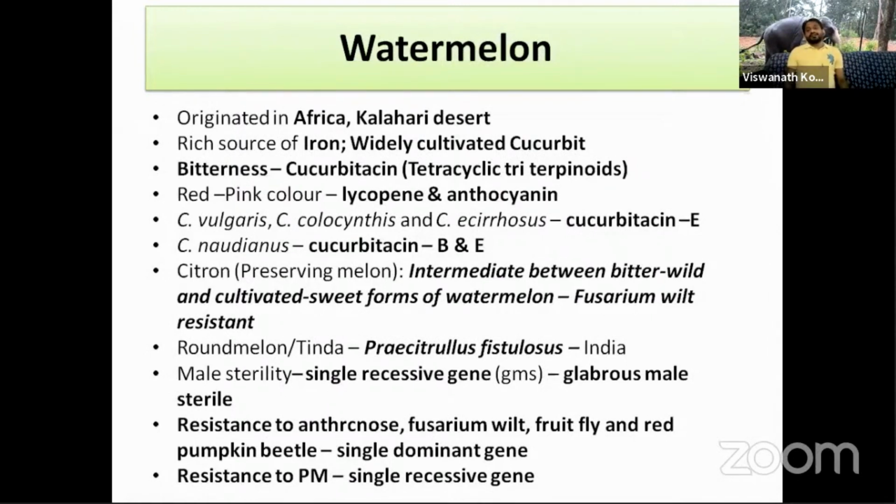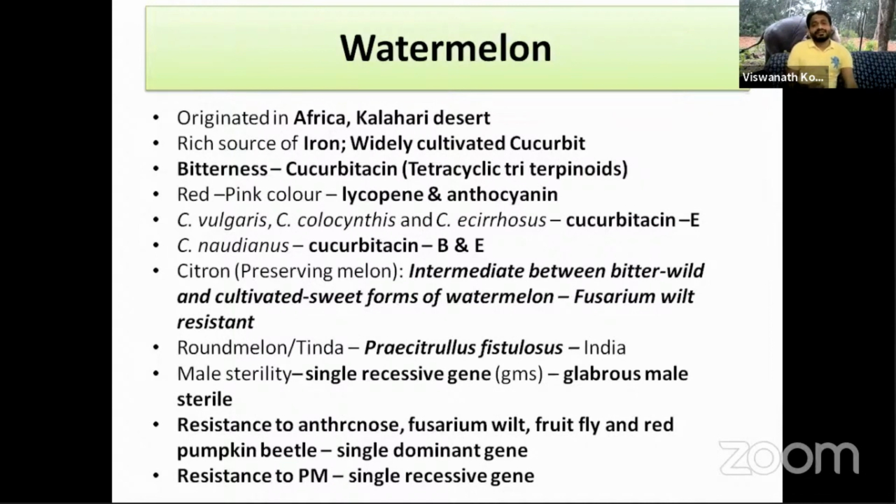So citron is an intermediate species between the wild and the cultivated. The wild types are bitter and the cultivated types are sweet. So the citron or preserving melon is an intermediate between the bitter wild types and the cultivated sweet forms of the watermelon, and it is resistant to fusarium wilt. And round melon or tinda, this is also popular in North India, Citrullus fistulosus.